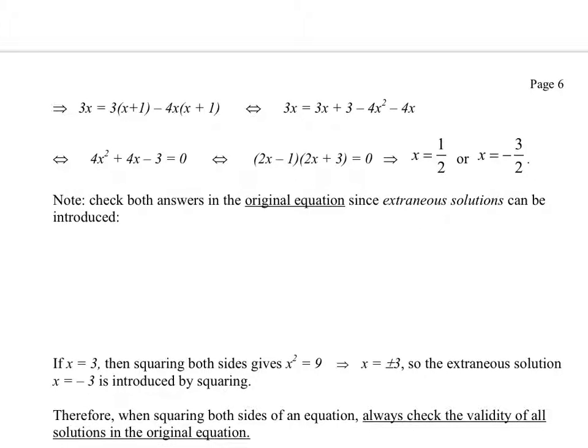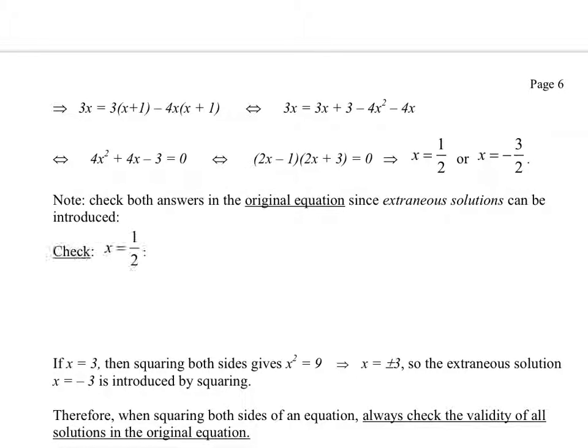Now, it's quite important that you check your answers actually work. So sometimes when we go through the process of solving an equation, we introduce extraneous solutions that actually don't solve the equation. They're just solutions that the method has produced, and they don't actually work. So we should test x equals a half and x equals negative 3 over 2 in the original equation.